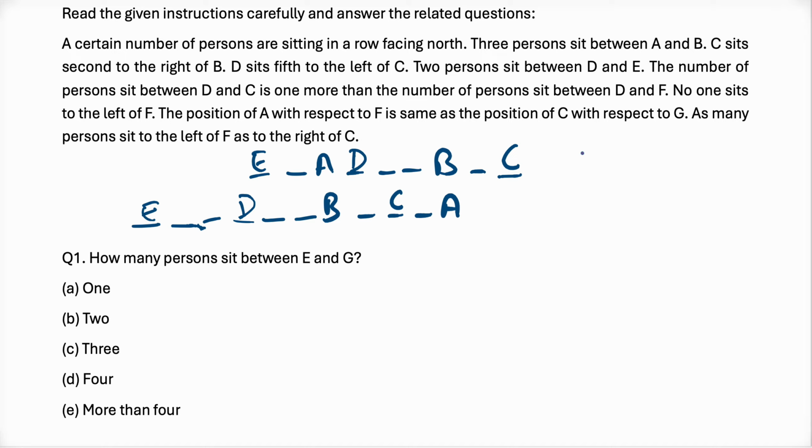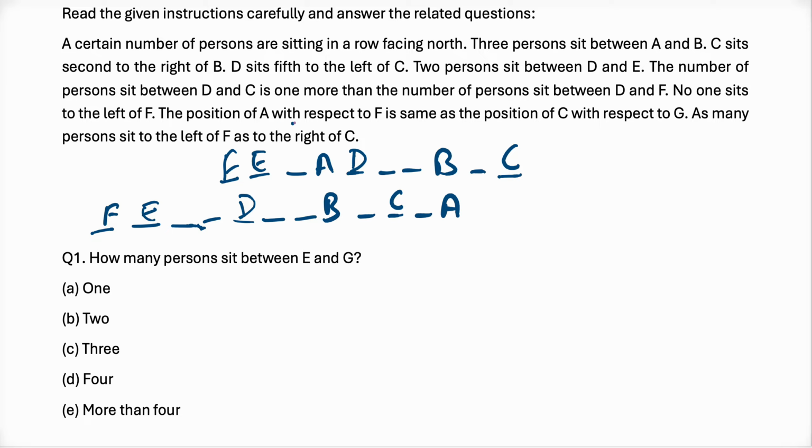No one sits to the left of F. Now we know that F is at the leftmost end. So the only place where we can place F is to the left of D, such that there are 3 persons between F and D. So we can place F in the first case here and in the second case here.